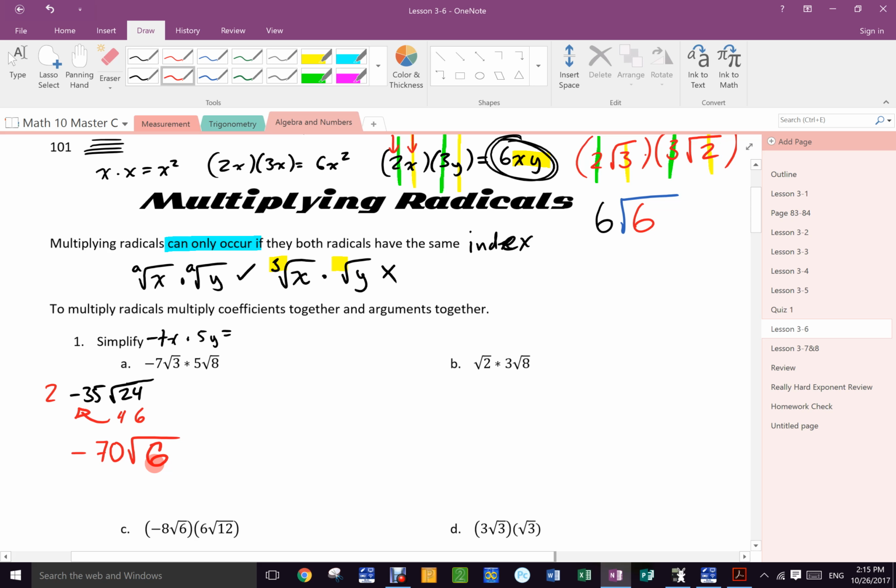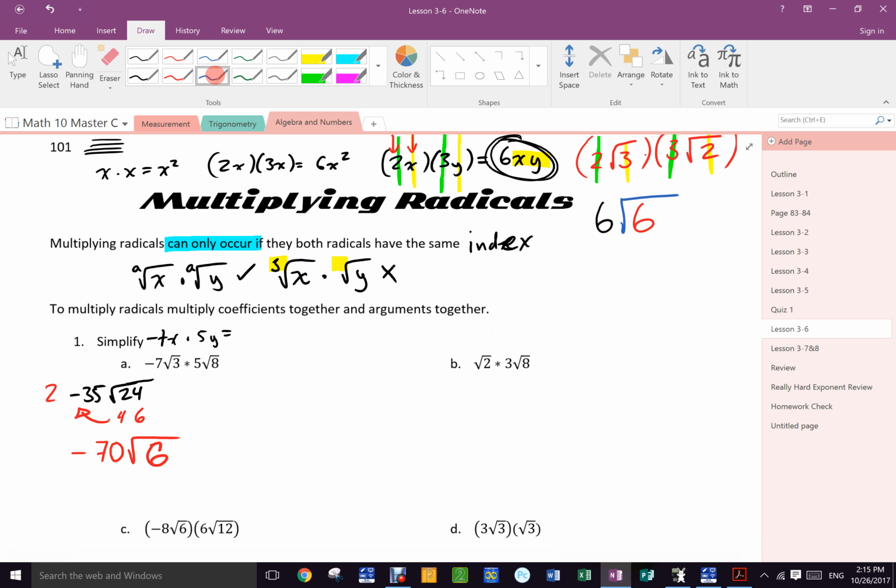Was there anything new today? It's what you learned in grade 9 and simplifying radicals that you learned in grade 10, 2 days ago. Was there anything new today? So let's try it out.